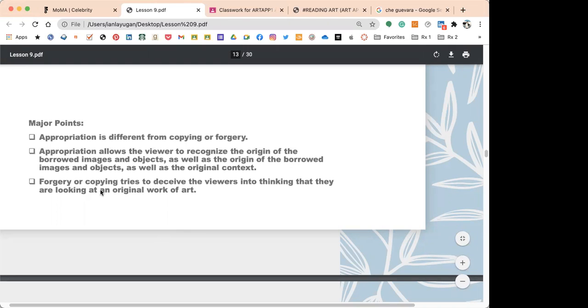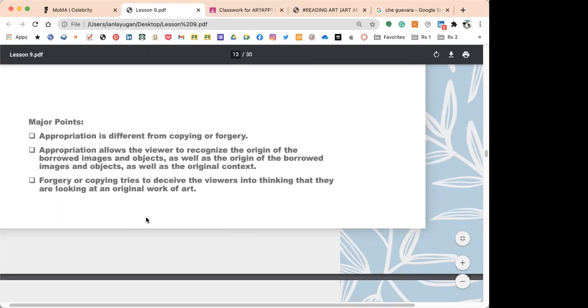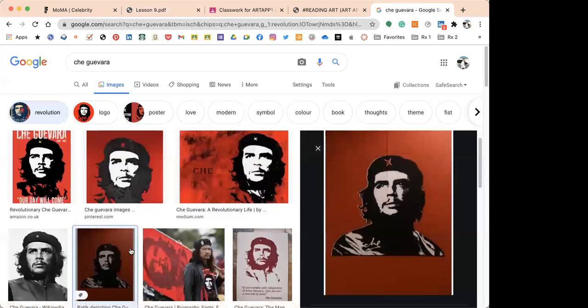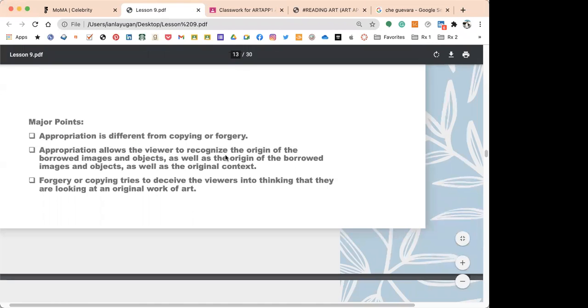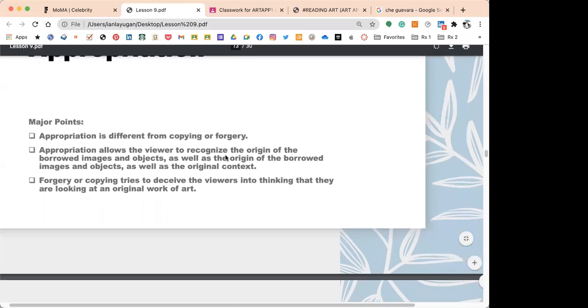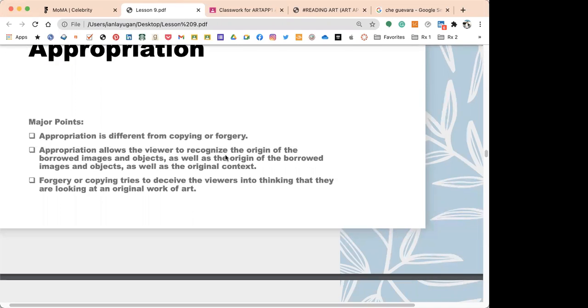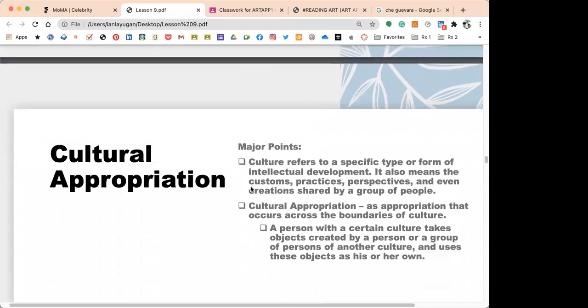So forgery or copying tries to deceive the viewers into thinking that they are looking at an original work of art, which is different. That's why in appropriation, you do acknowledge that this is Che Guevara. You do acknowledge that the artwork is by Kusama Yayoi, by Keith Haring, by Andy Warhol, or by Roy Lichtenstein. However, you are just using that to create something new. You are just borrowing. That's the point.